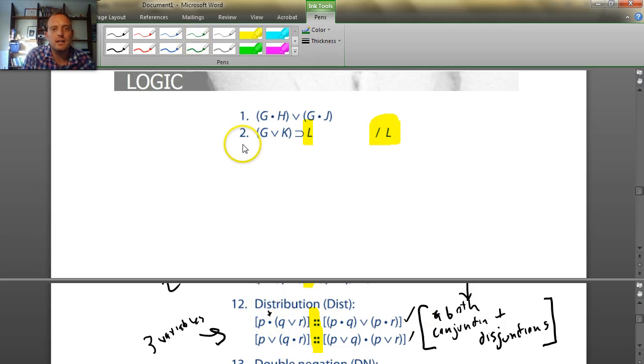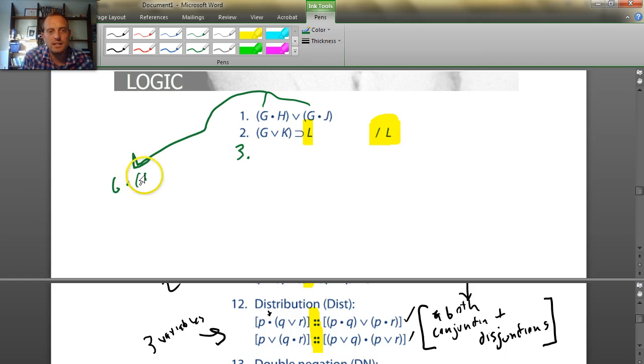So line 3 is going to be G, because basically I'm pulling out the G's. Let's do it over here. I'm pulling out the G's, and then I'm just going to combine these as I have G and H or J, and that's what it's going to look like. So let's write it down. That's G and H, or L, and that's line 1, distribution.